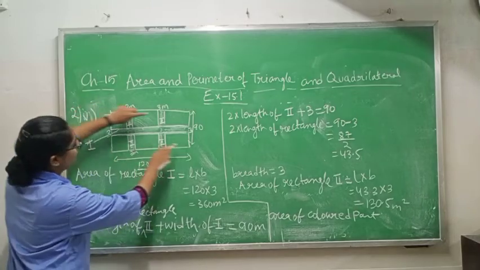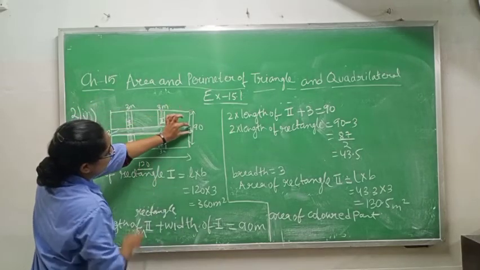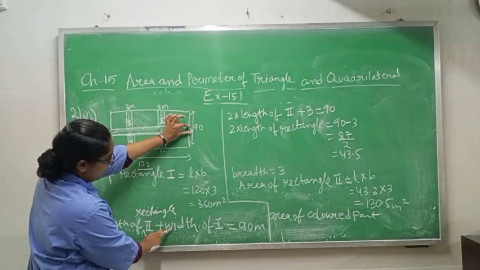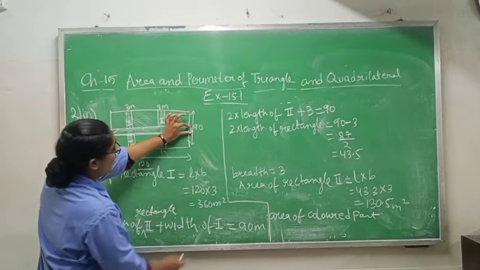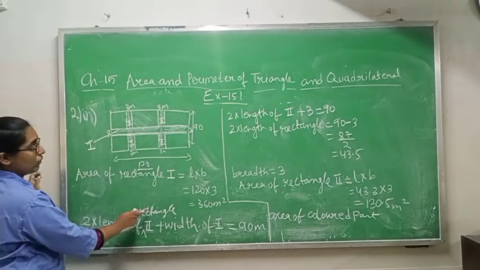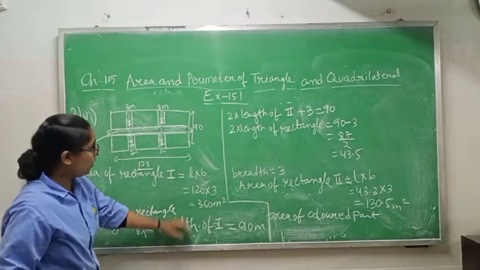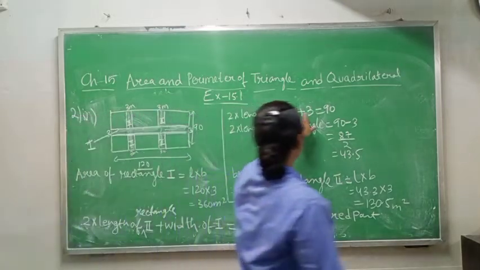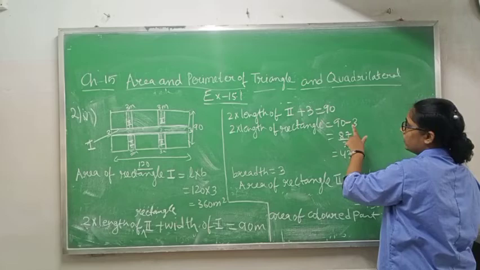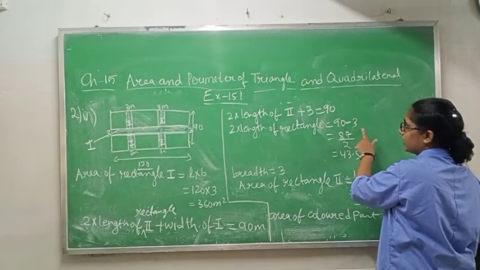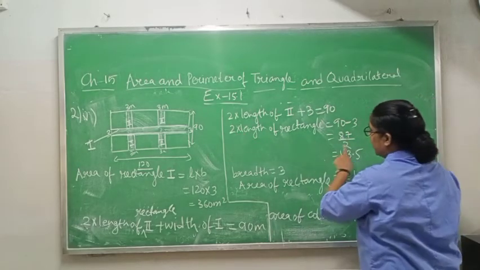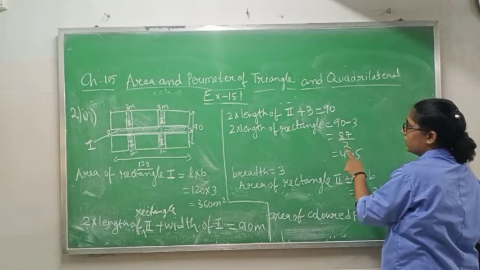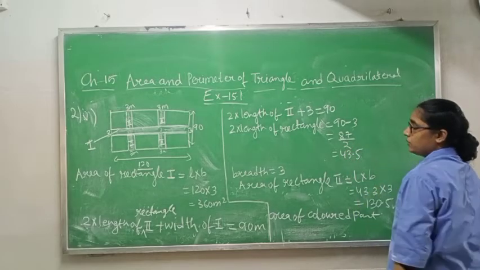Because this side is 90 meter, you will subtract this, that is I have written plus width of 1, and what you will do, 2 into length of rectangle 2. Now width of 1 is 3, so you will write plus 3 here. Now this plus 3 will become minus. 90 minus 3 you will get 87, this 2 will come down. 87 divided by 2 you will get 43.5.